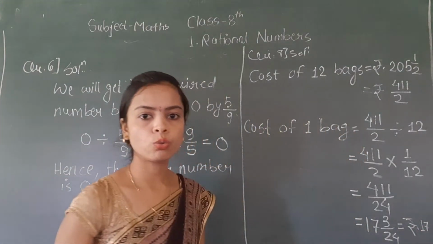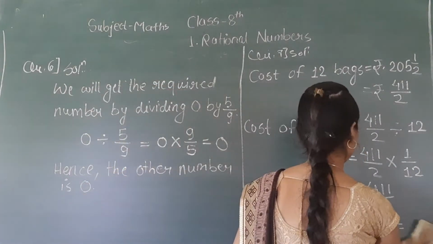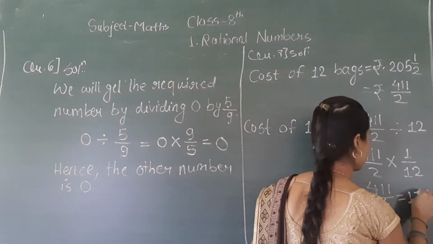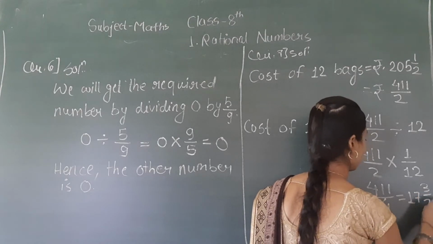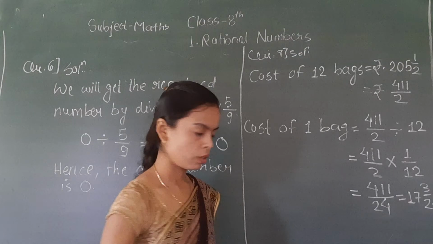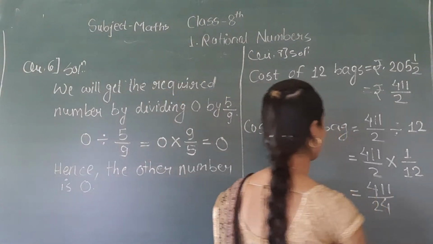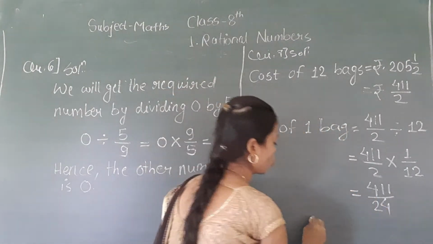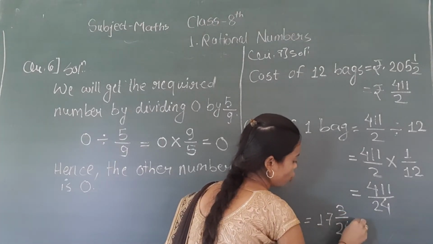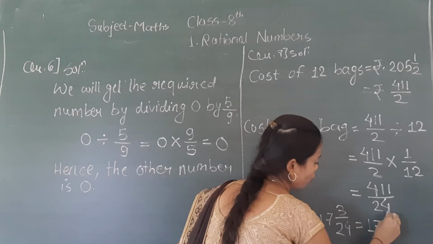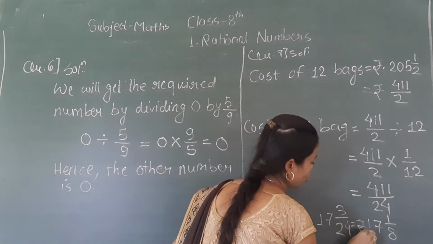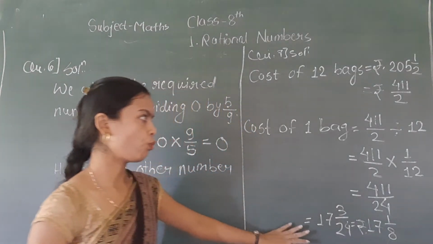It is equal to 17 3 upon 24, and you can cancel 3 upon 24. So you can cancel 3 with this 24. So your answer becomes 17 1 upon 8 rupees. So this is the price of one bag.